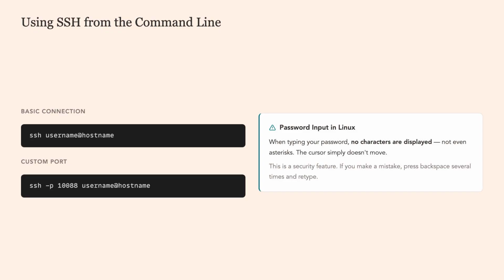There's one important thing to know about typing passwords in Linux. When you enter your password at the SSH prompt, no characters are displayed on screen, not even asterisks or dots. The cursor simply doesn't move. This is completely normal and is a security feature. If you make a mistake, just press backspace several times and retype your password. Many beginners think their keyboard isn't working when they first encounter this. Don't worry, your keystrokes are being recorded.